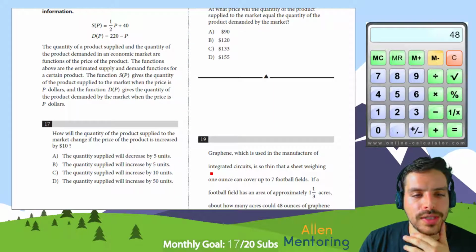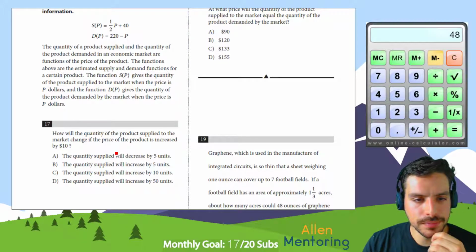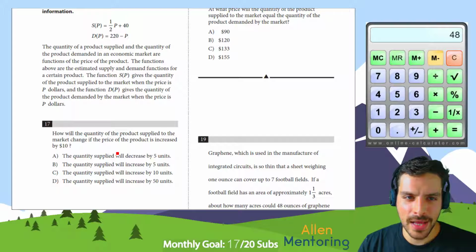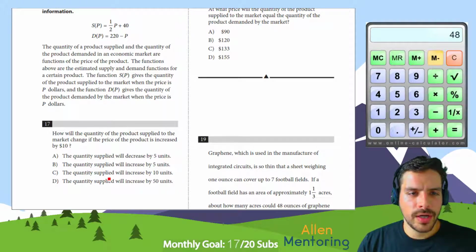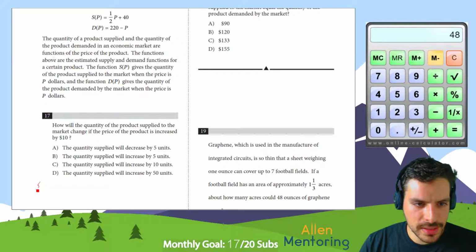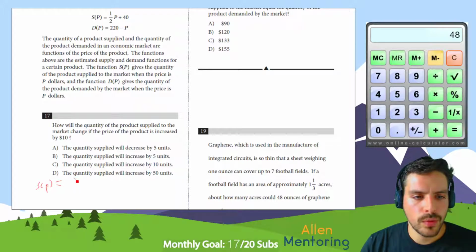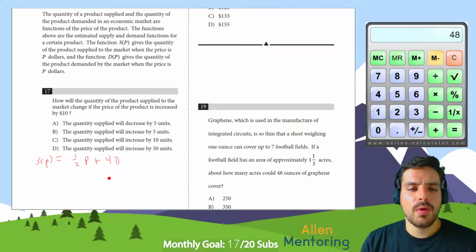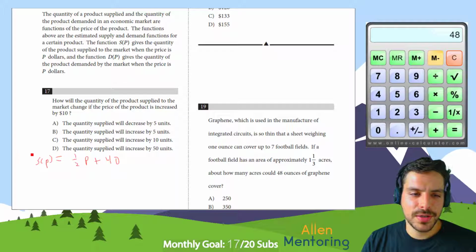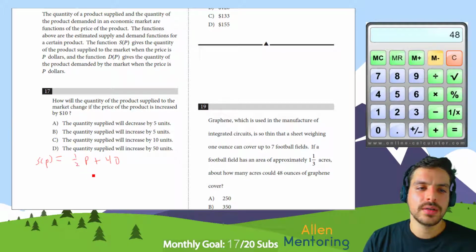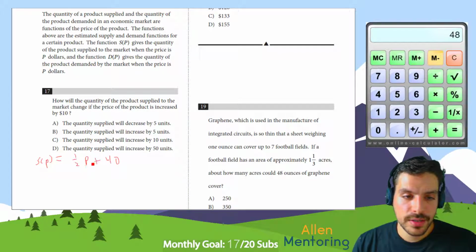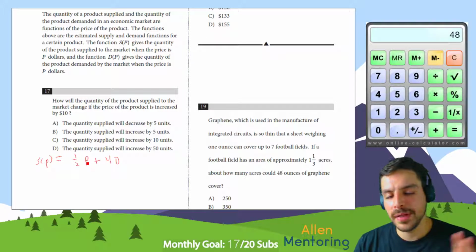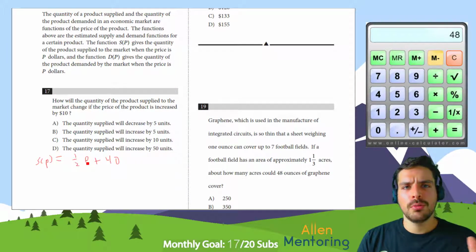So how will the quantity of the product supplied to the market change if the price is increased by $10? Okay, so that is right here. So what are we going to do? Well, let's write this equation here. S of P is equal to 1/2 P plus 40. Basically it's asking what would happen to S if you increased P by 10. We could do it multiple ways. We could solve it algebraically, plugging in P plus 10 and solving it that way. But I want to actually do a more practical solution.